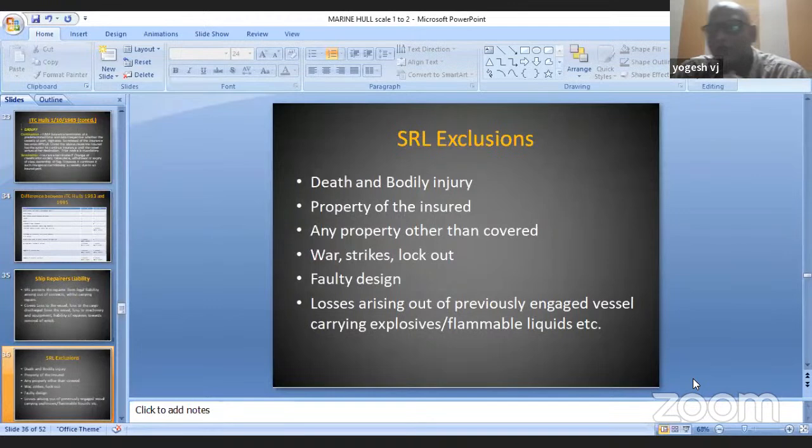Now, what is excluded in ship repairer's liability? Death, bodily injury, property of the insured, any property other than covered, war, strikes, lockouts, faulty design, losses arising out of previously engaged vessel carrying explosives, flammable liquids, etc.